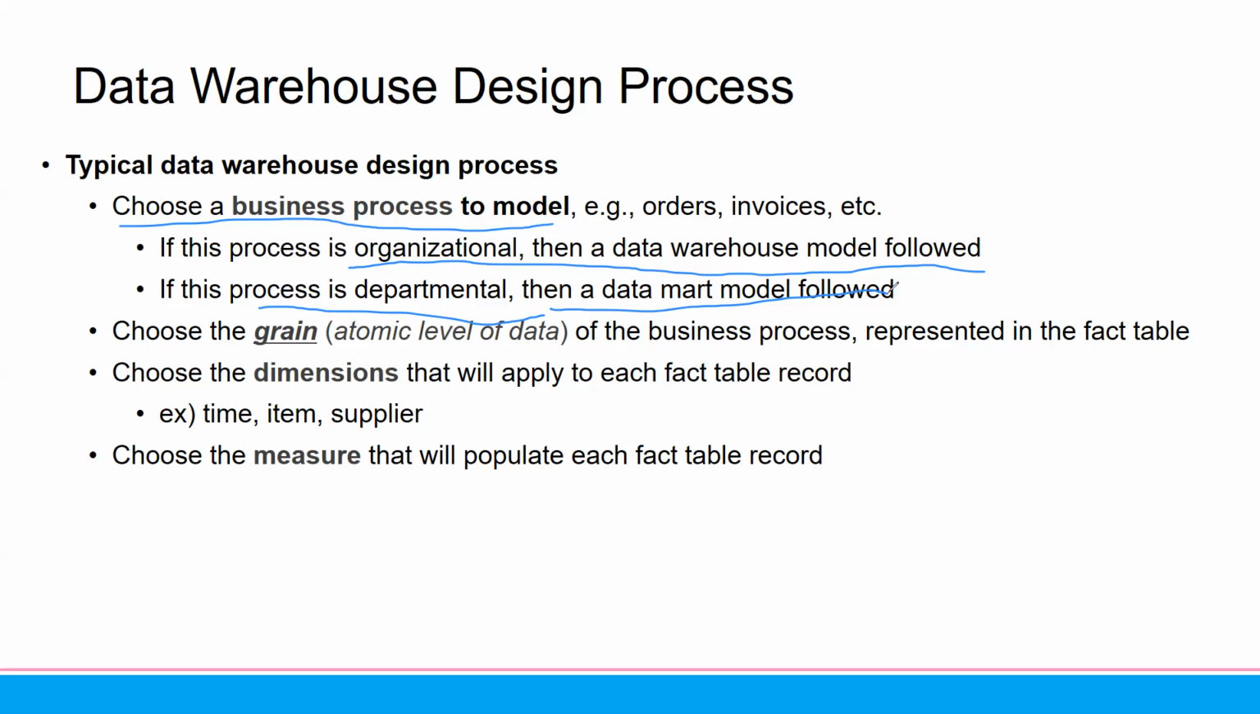When you have the data, you need to also choose the grain. What is meant by grain? It is the atomic level of the data. If it is smaller, then you can say it is fine grain. If it is in a bigger scope, then it is the conceptual hierarchy. If you are using the dimension, you can choose the dimensions that will apply to each fact table record, for example time, item, and supplier, and choose the measure that will populate each fact table record.